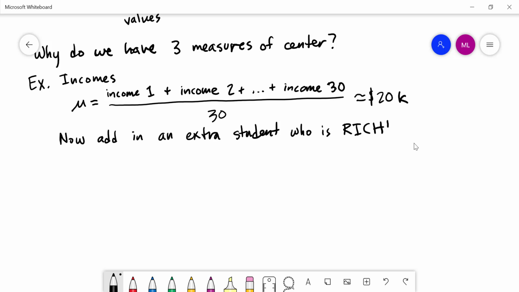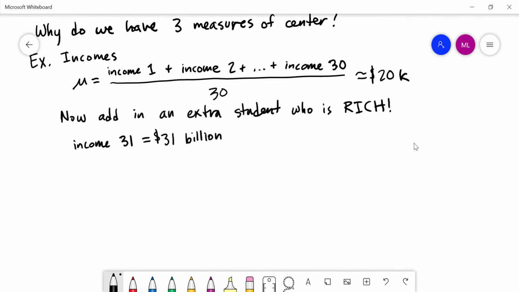So all capitals rich, like billions of dollars. That means that income number 31, let's say, for the sake of argument, is $31 billion a year. Again, this is a Jeff Bezos or Bill Gates type person. What happens when we add in that income? What happens to the mean?